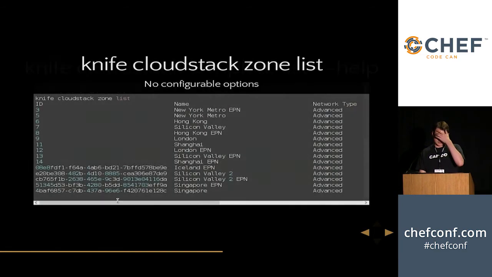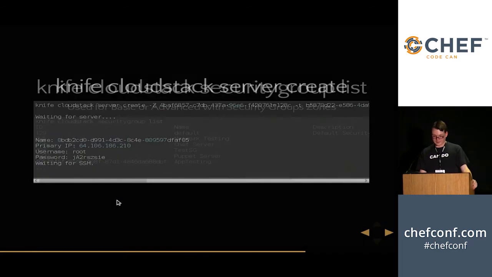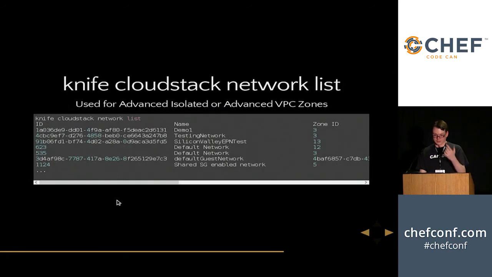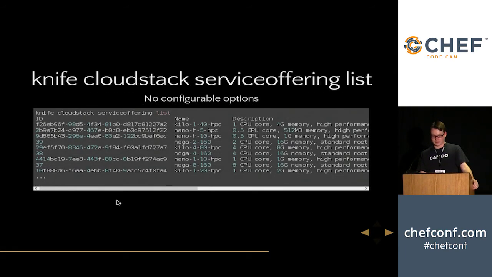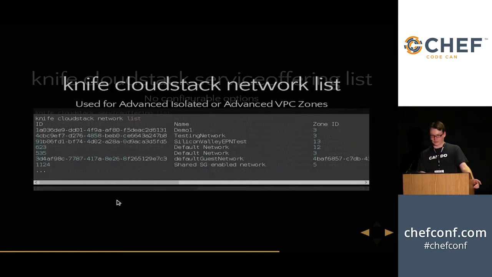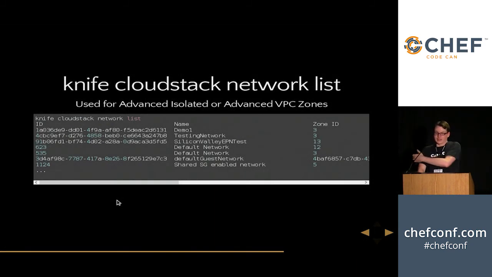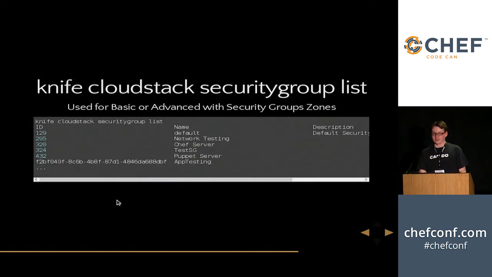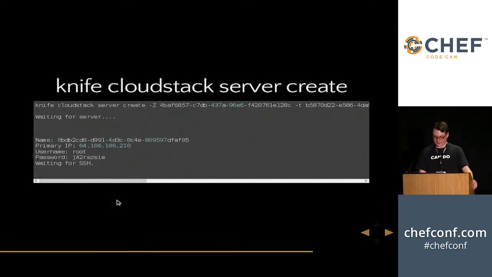But while that's running, yeah, so we have the template list. We went through that. We went to service offering list, knife cloudstack network list, which is like security group, but for networks rather than security groups. I think it's pretty self-explanatory.